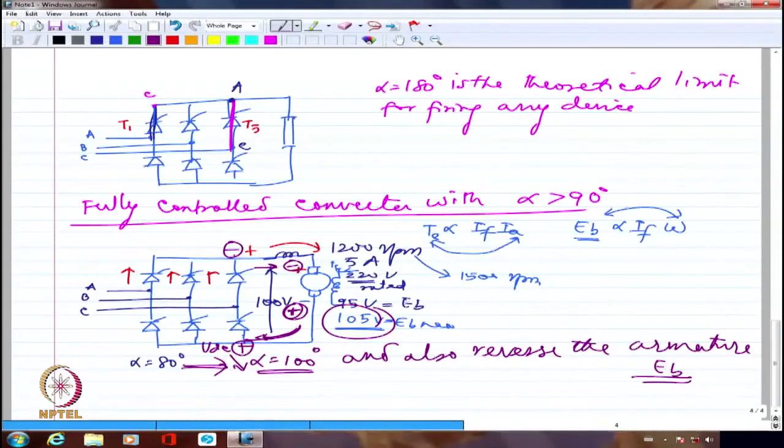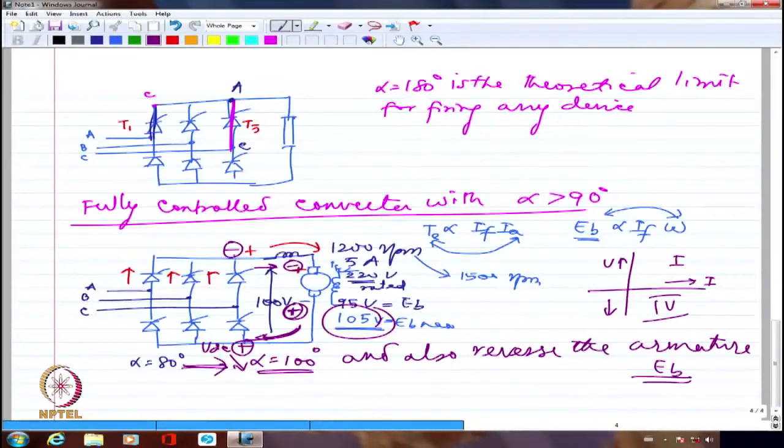So when we have two such converters, we call it a dual converter. When we have only one converter, we call that a two-quadrant converter. This we call a two-quadrant converter because I will be able to have current only in one direction, but voltage can be in both directions. So a fully controlled converter is a two-quadrant converter. It will operate in both the first and fourth quadrants. This is true only in a fully controlled converter.